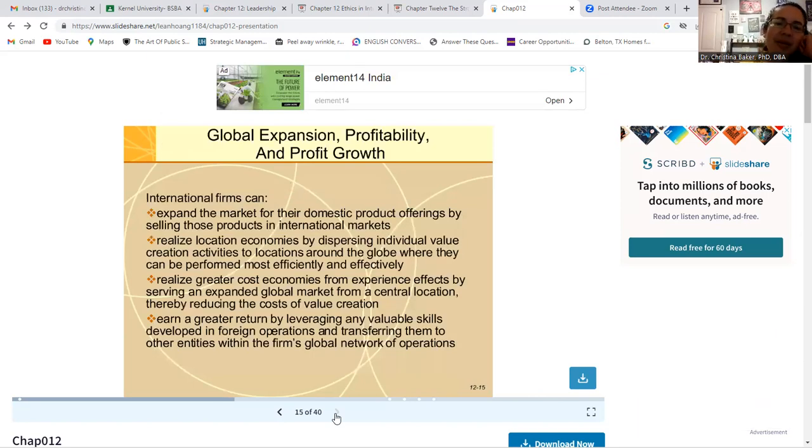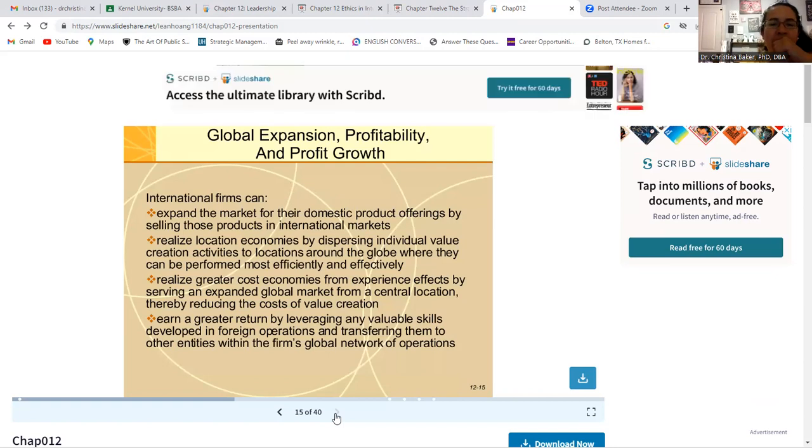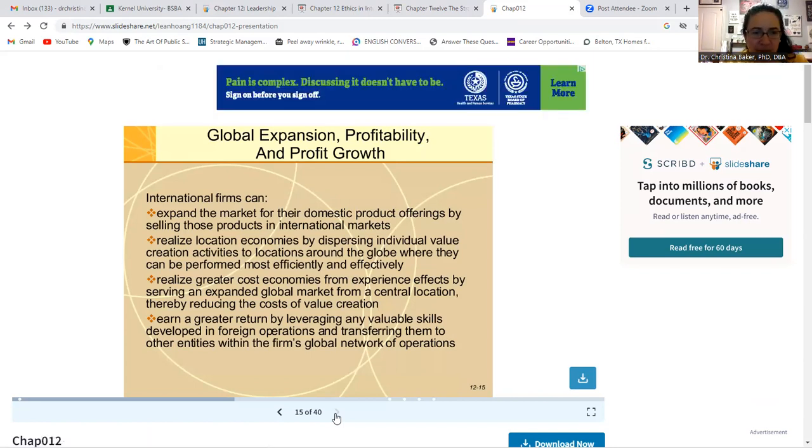International firms can expand the market for domestic product offerings by selling products in international markets, realize location economies by dispersing individual value creation activities to locations around the globe where they can be performed more efficiently and effectively, realize greater cost economies from the experience effects by serving an expanded global market from a central location, thereby reducing the cost of value creation, and earn a greater return by leveraging any valuable skills developed in foreign operations, transferring them to other entities of the firm's global network operations.